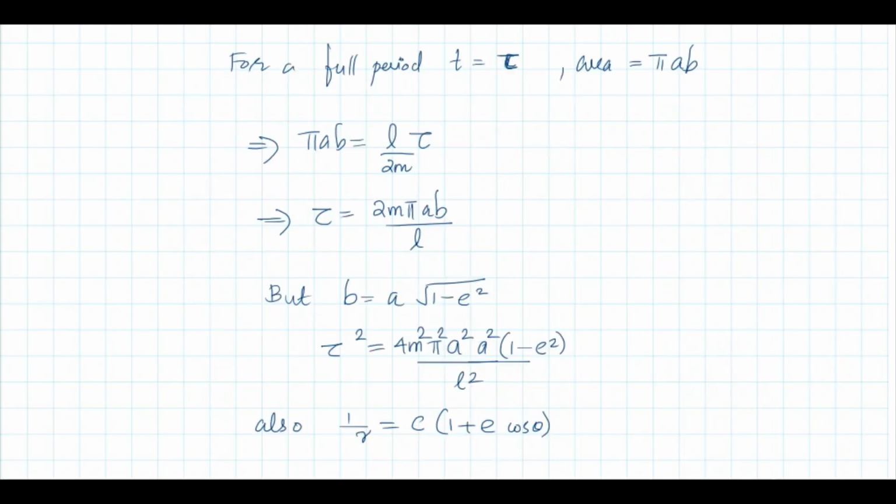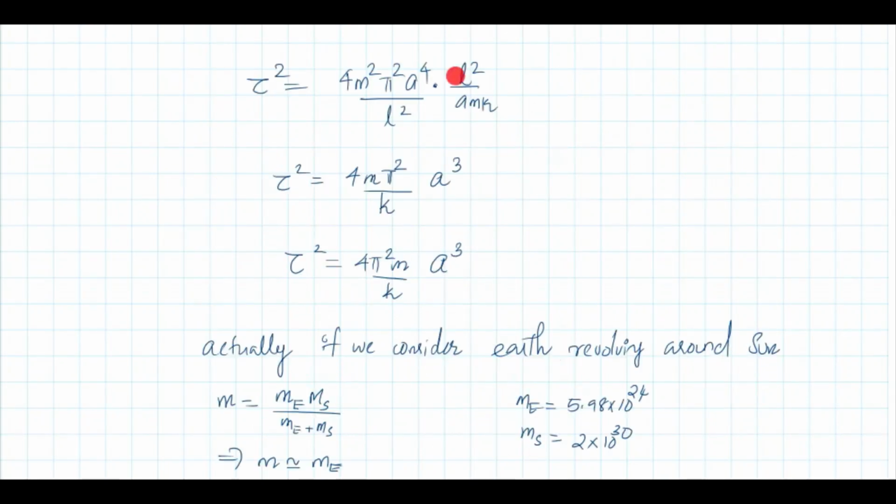Substitute this value here for 1 minus e square. Then I will get tau square equal to 4 m square pi square a raised to 4 divided by L square into L square by a m k. One of the a will cancel. So tau square is 4 pi square m by k into a cube. So tau square is proportional to a cube. Square of period of revolution is proportional to cube of the semi-major axis.